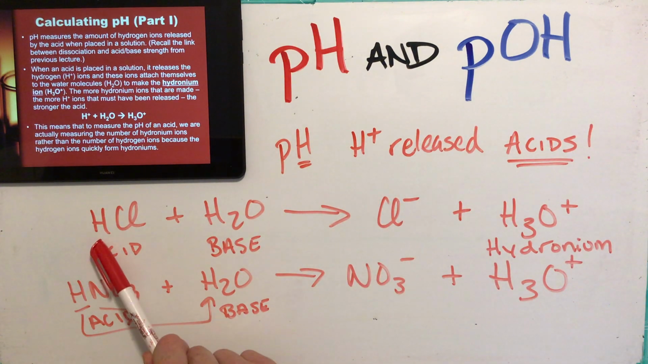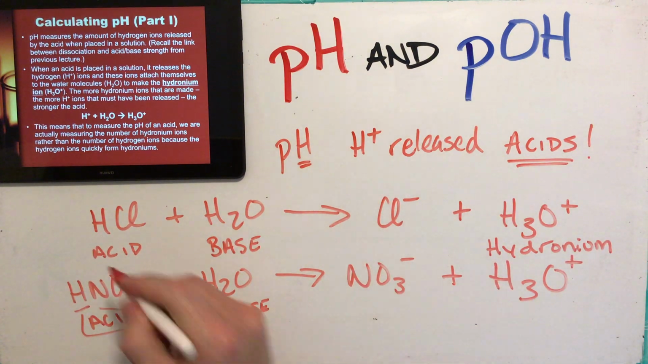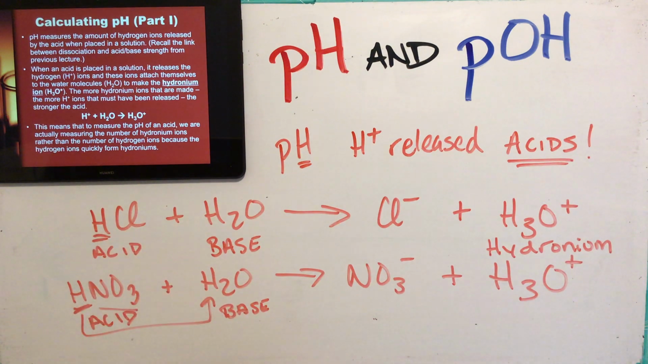Acids are going to release their H's. So these H's are going to say, see you later. They're going to walk, and they're going to join up with the base because the base accepts them. When water accepts an H, H2O becomes H3O. So one thing that will be formed every single time an acid is dumped into water are these hydroniums.